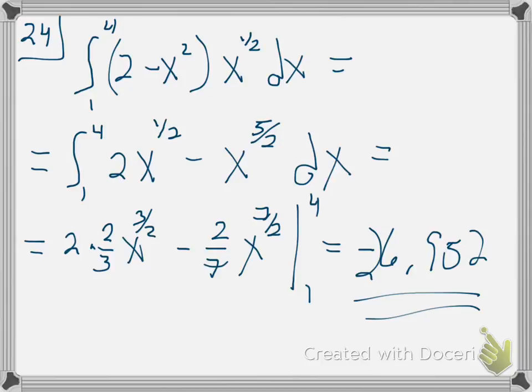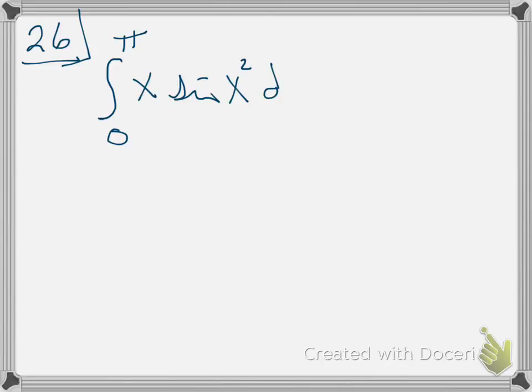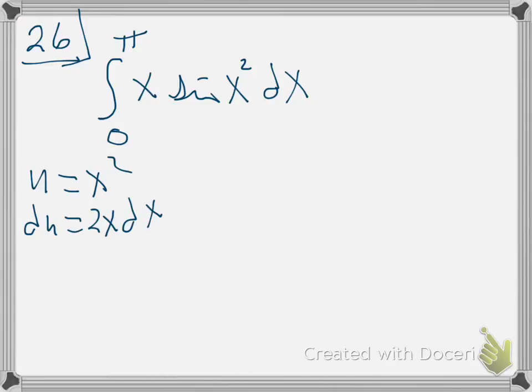So that moves us on to 26. And 26 is the integral from 0 to pi of x times the sine of x squared dx. Well, let's let u equal x squared. du is going to be 2x dx. 1/2 du is x dx.